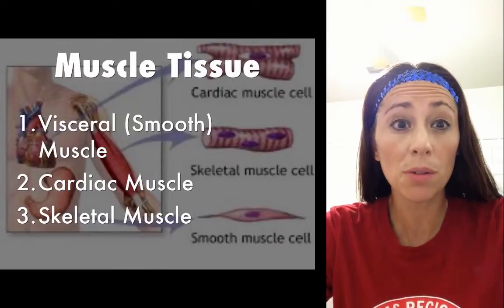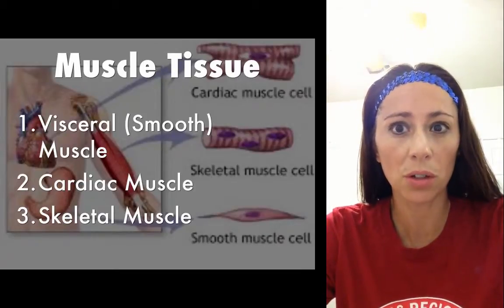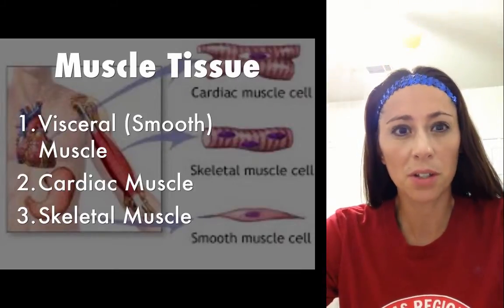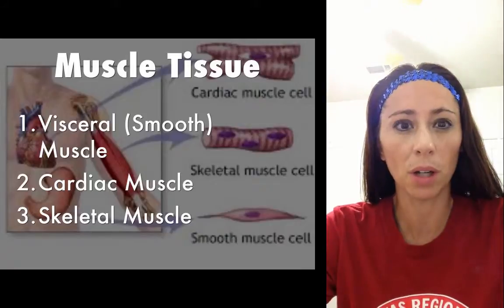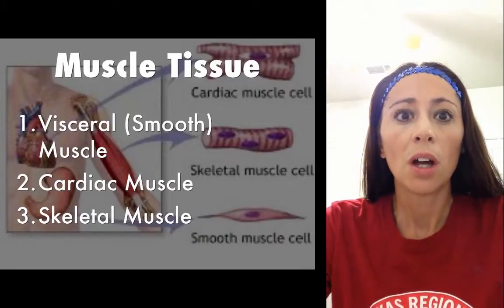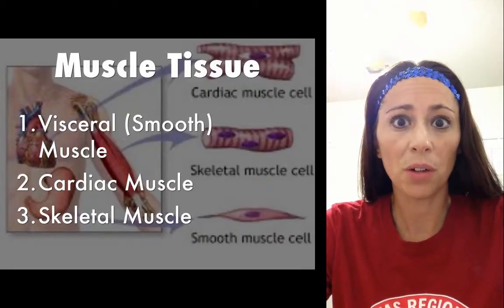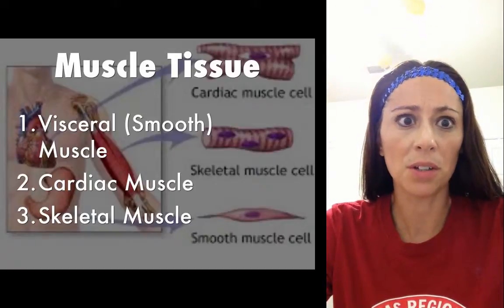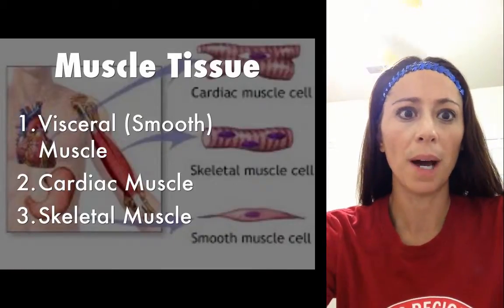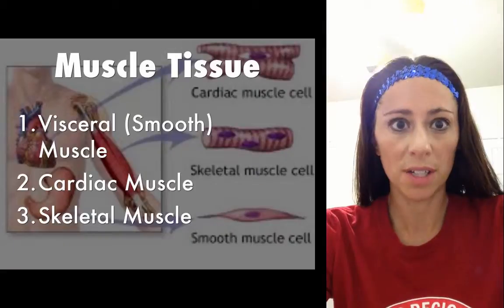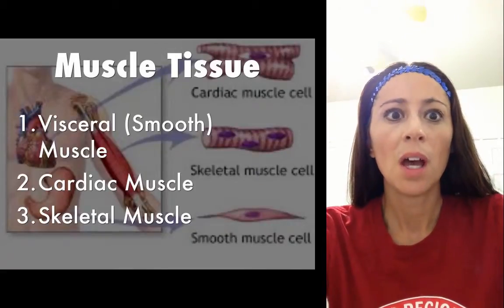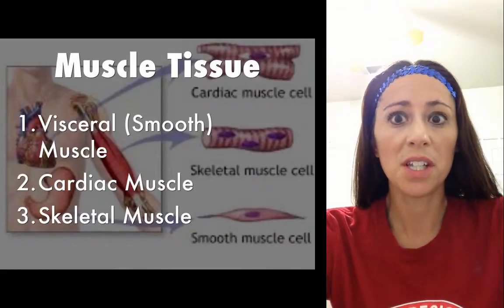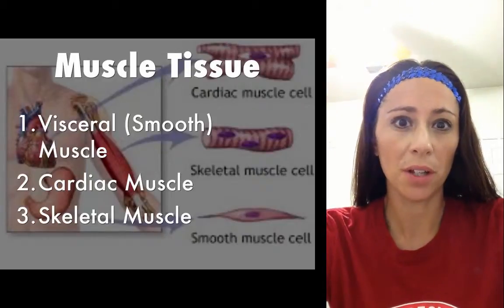The term smooth muscle is often used to describe visceral muscle because it has a very smooth, uniform appearance when viewed under a microscope. Cardiac muscle is found only in the heart. Cardiac muscle is responsible for pumping blood throughout the body. It is an involuntary muscle. Skeletal muscle is the only voluntary muscle tissue in the human body.